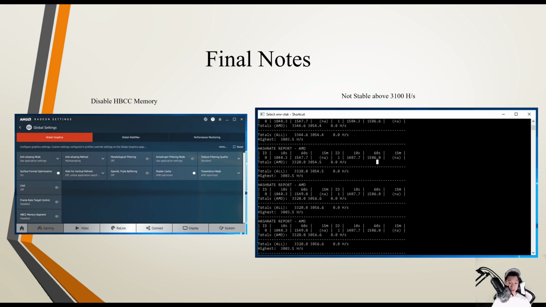If I did enable it, I was only averaging around 1,900 to 2,000 hashes per second. And I do also want to mention that I was actually able to achieve as high as 3,600 to 3,700 hashes per second. But anything above 3,100 hashes per second, it was not stable. The system would crash after a minute or two.